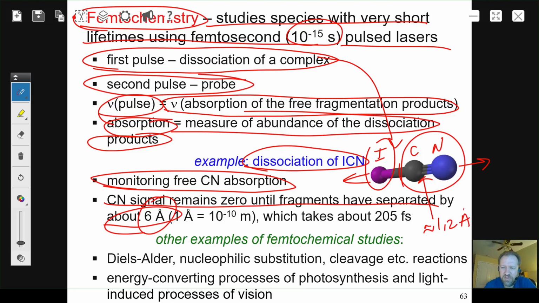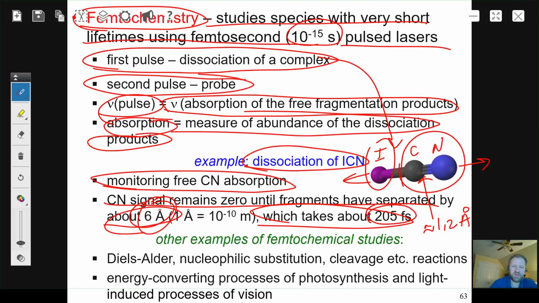I do not exactly remember the triple bond distance between carbon and nitrogen. Now, a single carbon-carbon bond, for example, is 1.4 angstroms. Okay. All right. And so the time it takes for the two fragments to separate by about 6 angstroms, again, the iodine moving away from the cyano group, is about 200 femtoseconds, which is again very, very impressive.